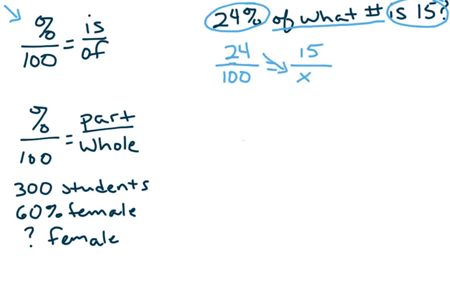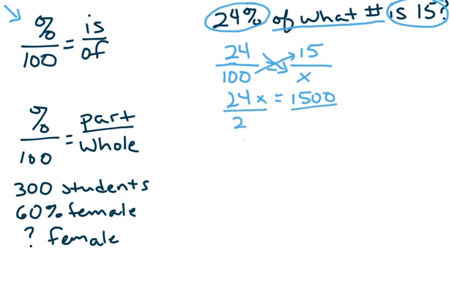I usually start with the variable because if you like algebra, you know the variable is usually more comfortable going on the left. So 24 times x is 24x. And then you're going to multiply the 100 times the 15, and you get 1500. And then the last step is divide by 24.